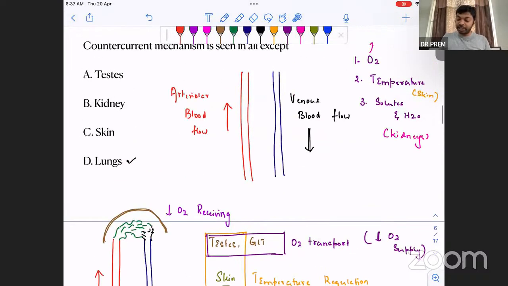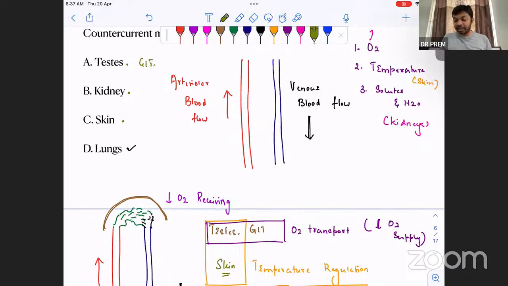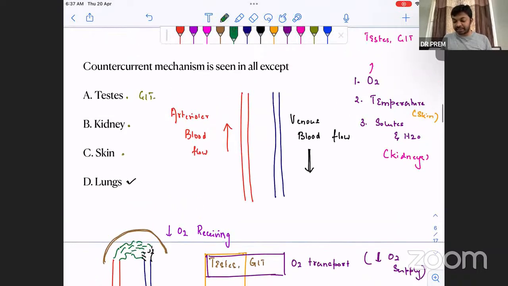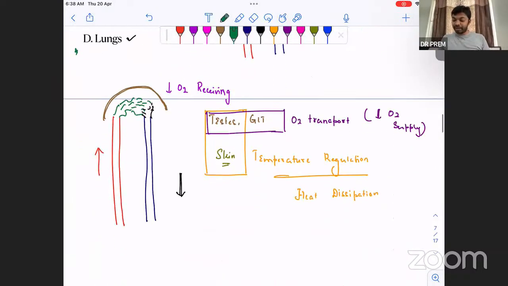So guys, we do see countercurrent mechanism taking place in testis, kidneys, GIT and skin. All these sites do have countercurrent mechanism. It is not present in lungs alone. So lungs is the best answer for the question. Countercurrent mechanism is seen in all the structures except, and the answer is going to be lungs, doctors.